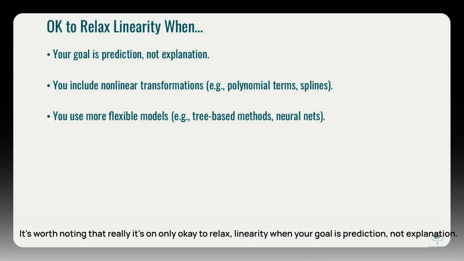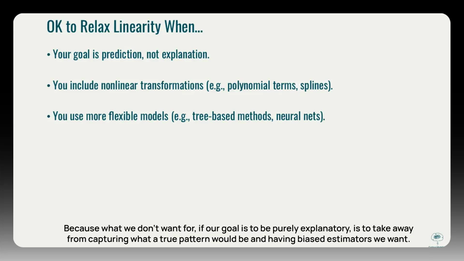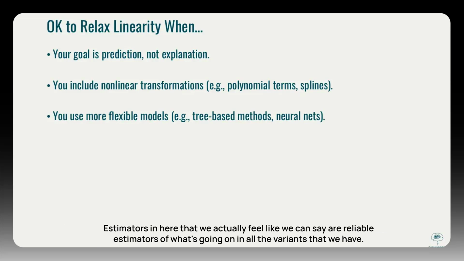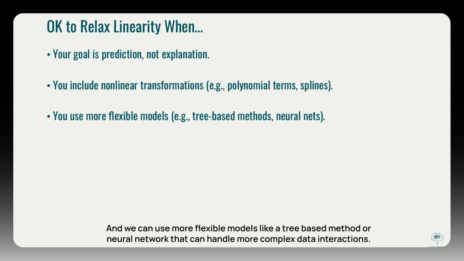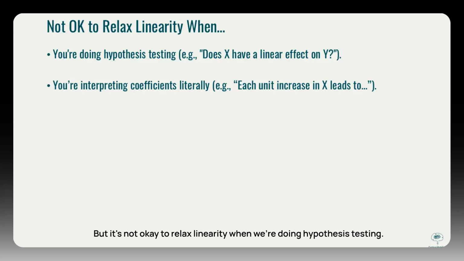It's worth noting that it's only okay to relax linearity when your goal is prediction, not explanation, because if our goal is to be purely explanatory, we don't want to take away from capturing what a true pattern would be and having biased estimators. We want estimators that we can say are reliable estimators of what's going on in all the variance that we have. We could also do nonlinear transformations like building polynomial terms or spline variables. And we can use more flexible models like a tree-based method or neural network that can handle more complex data interactions. But it's not okay to relax linearity when we're doing hypothesis testing.